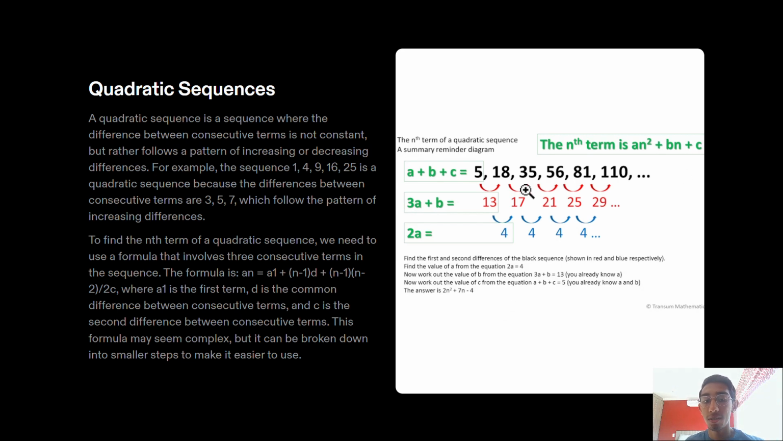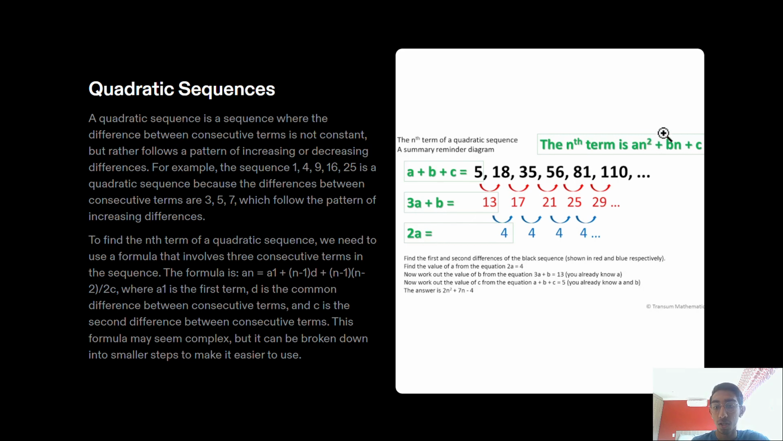So if we have our pattern or sequence of 5, 18, 35, 56, 81, 110, we see that the differences in each term is increasing by a certain amount, which is in this case 4. To determine our quadratic formula, we know that it must be an squared plus bn plus c. Now to determine a, we simply take this common difference, which is your second difference, and that is equal to 2a. It's a general rule, and so we just divide it by 2 to determine our value of a.